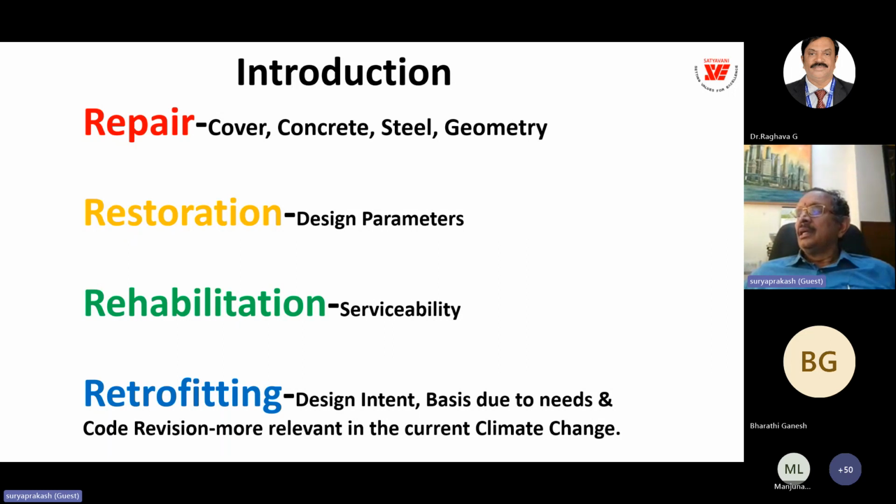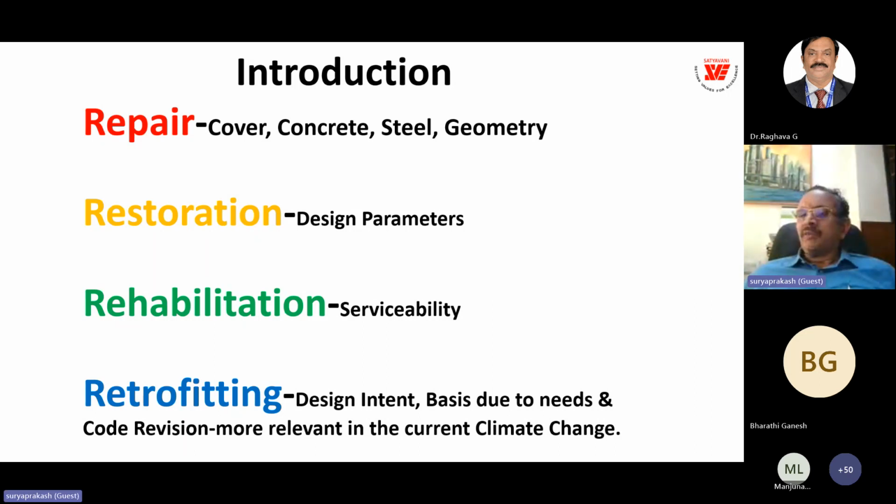Similarly, there is a change in design basis due to needs and code revision. Needs are like when we have designed the building for residential and later it is occupied as an office or some other store or showroom, where the loading conditions change, and we have to retrofit the structure for the revised loading condition.